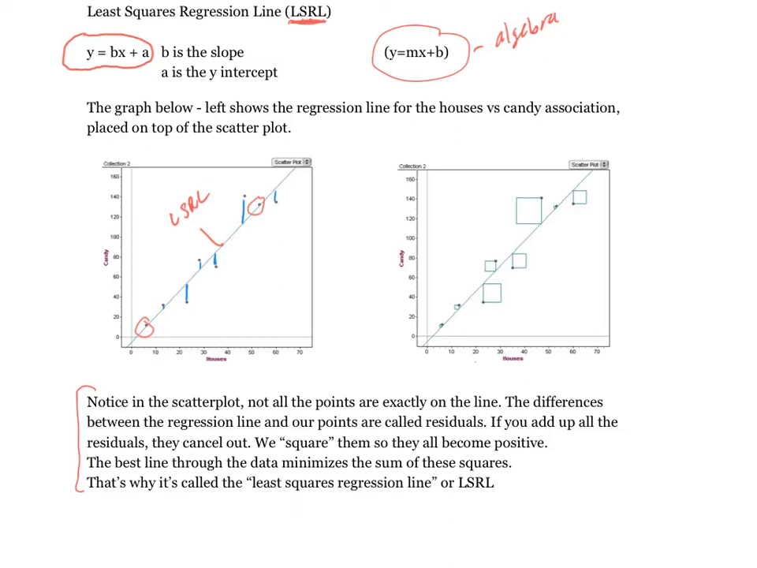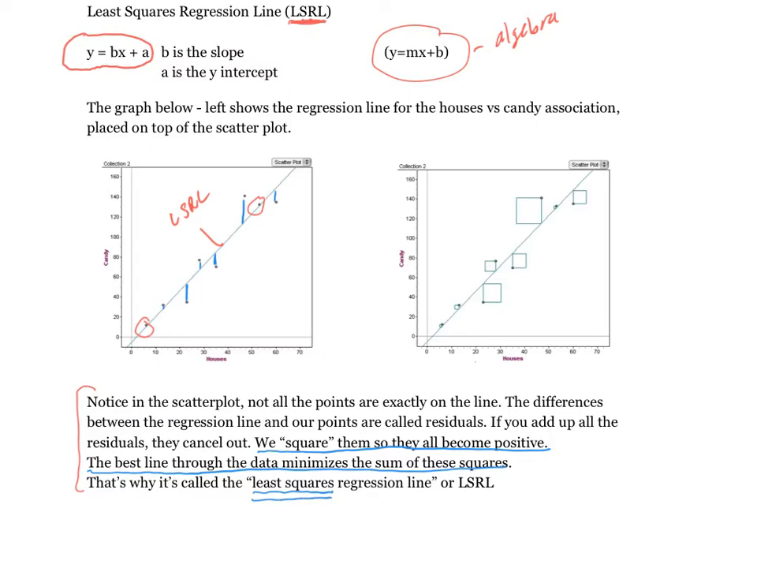And the funny thing is, if you do add them all up, they cancel out, kind of like what happened with standard deviation. So what we do is we square them so they all become positive. So notice I made little squares on the graph. So now when I add up all those values, they will not cancel each other out. Okay? The best line through the data minimizes the sum of these squares. Okay? That's why it's called the least squares regression line.